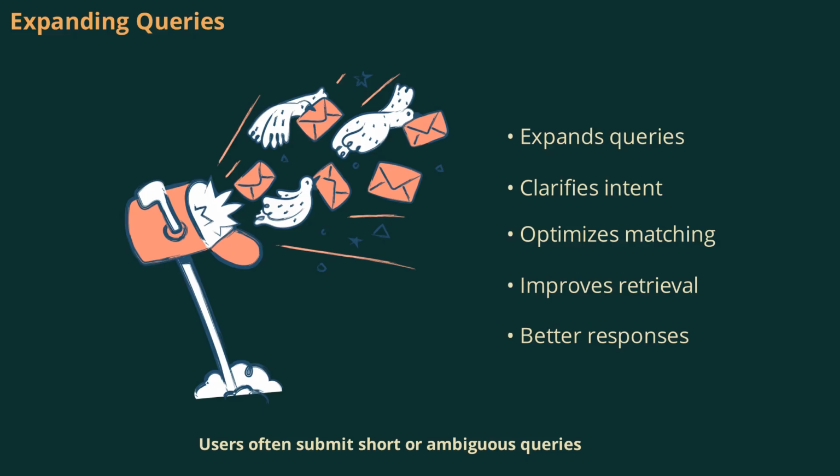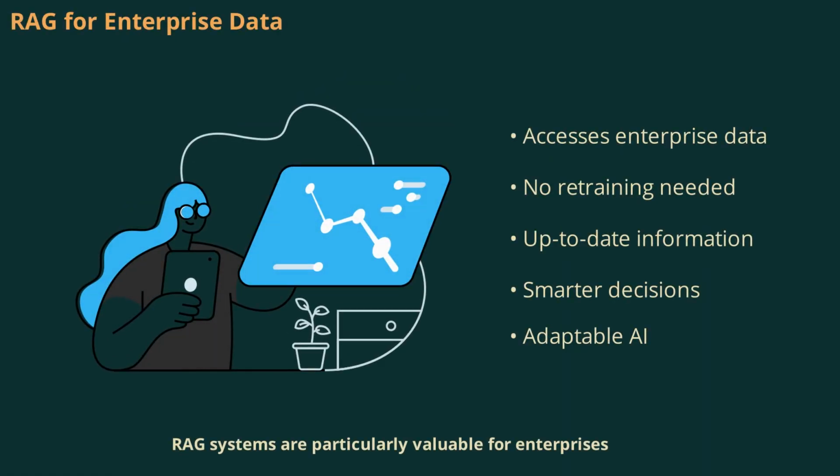Users often submit short or ambiguous queries. Query rewriting uses a lightweight LLM to expand and clarify these queries, making them more descriptive and optimized for vector similarity matching. This step ensures that the retrieval system can find the most relevant chunks, improving the quality of generated responses. RAG systems are particularly valuable for enterprises, allowing AI models to access private or dynamic data without costly retraining.